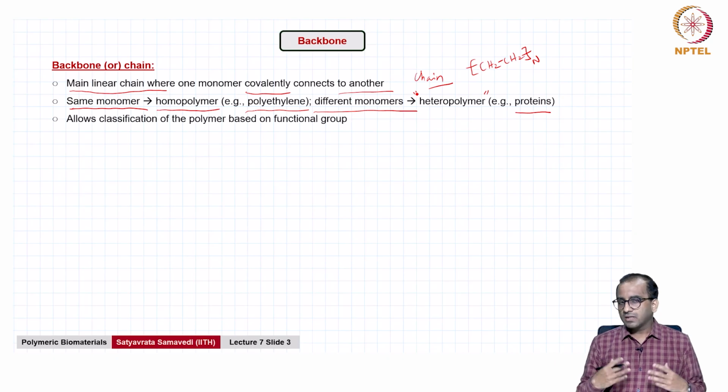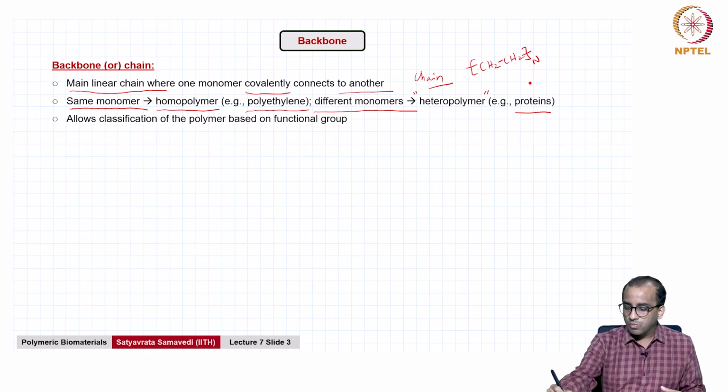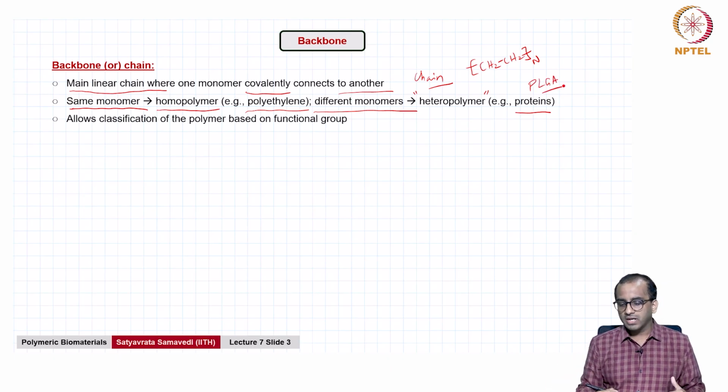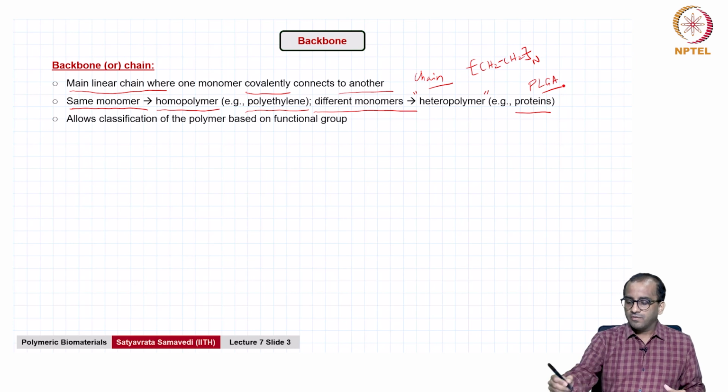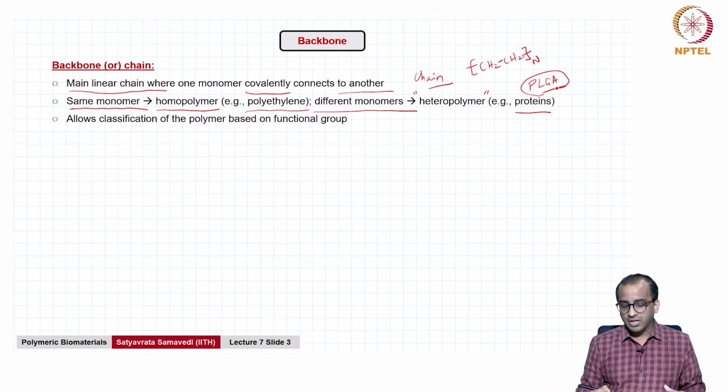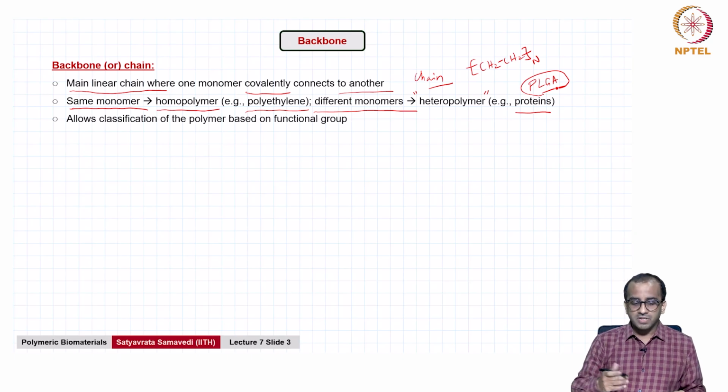That would be considered a heteropolymer. Another popular example in biomedical engineering of a heteropolymer would be this polymer called PLGA, polylactide co-glycolide, where you have both the lactide and the glycolide units repeating in the backbone of the chain, leading to a heteropolymer which we know as PLGA.